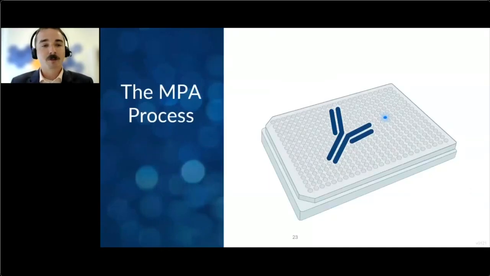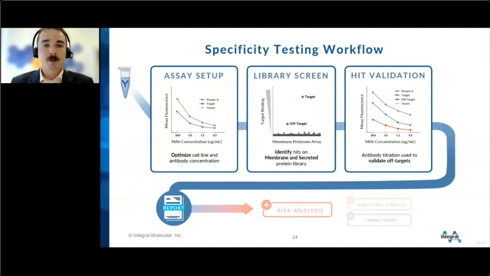Now let's talk about the specific MPA process. So for us to do MPA specificity testing, we just need about 500 micrograms of your test article in a tube.